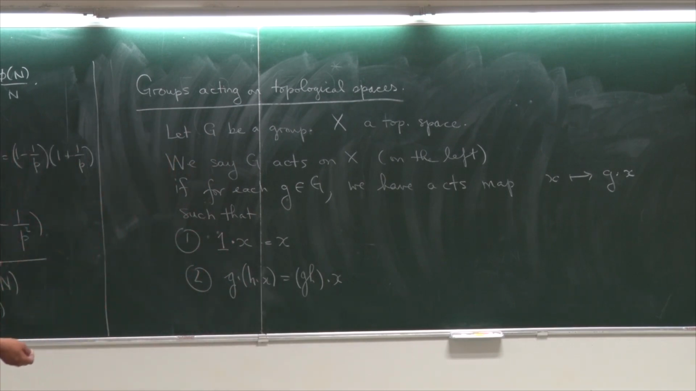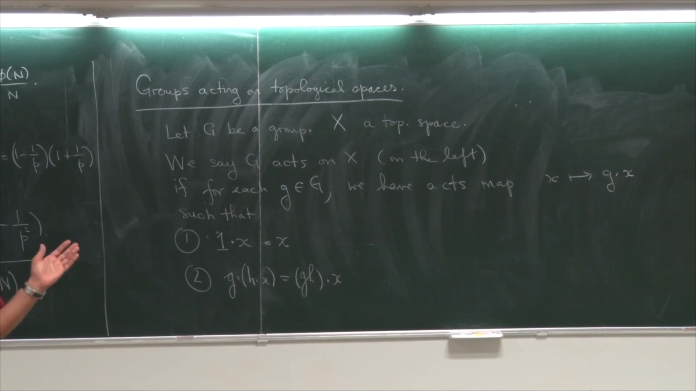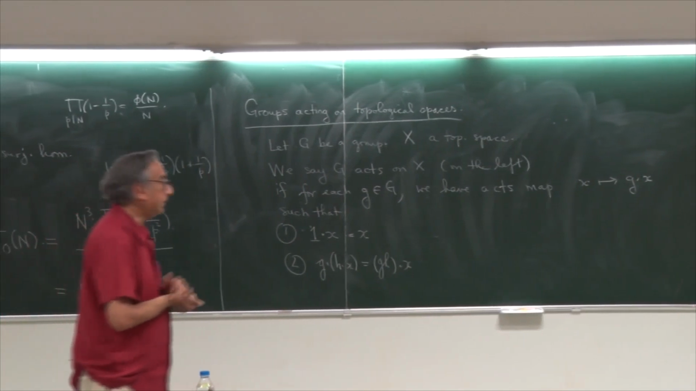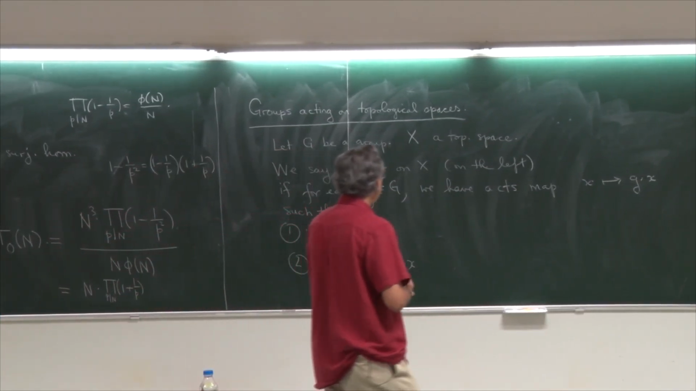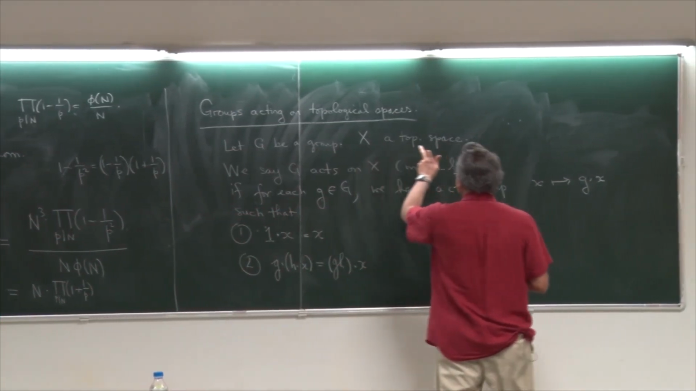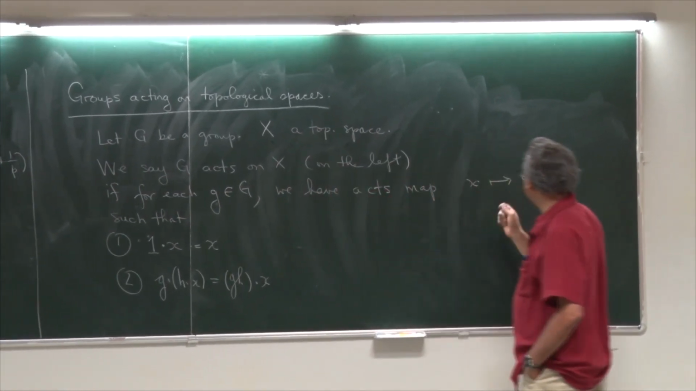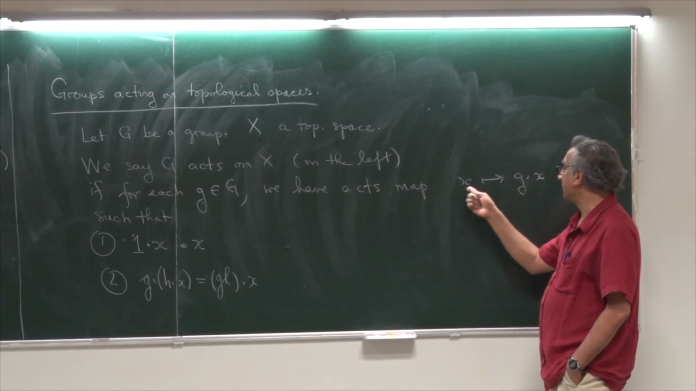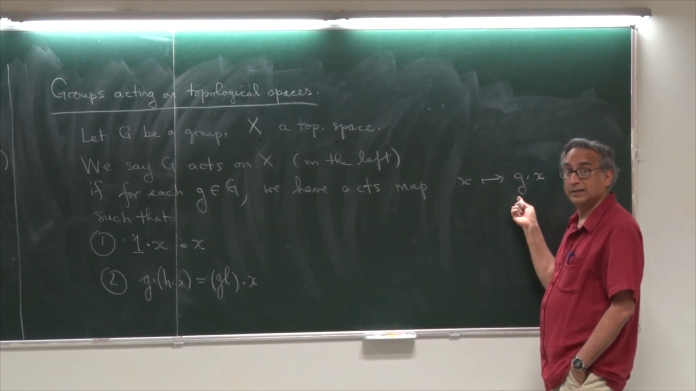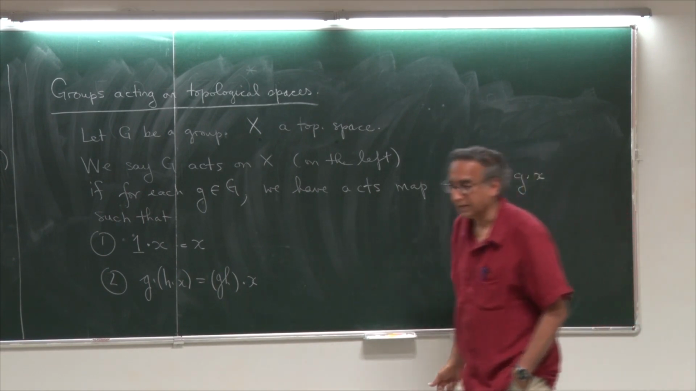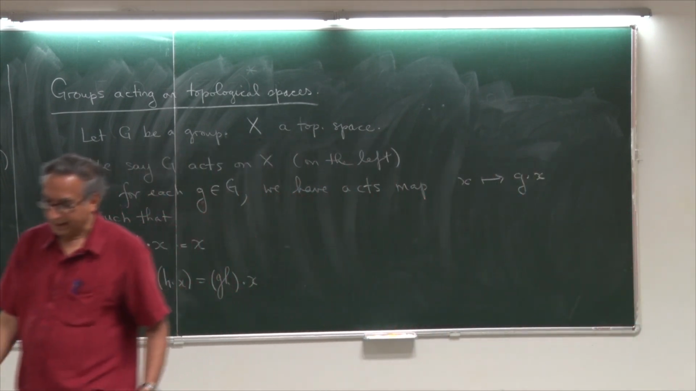You may have seen this with G being a group and X being a set, because if you've ever studied Sylow theory, I hope, you would have had to see groups acting on sets, and there it'll be just finite sets or of that nature. Here I'm just generalizing it slightly. I'm making it into a topological space, and then I want the map x goes to gx, a map from X into X, to be a continuous map. So I can talk about continuous maps in topological spaces.